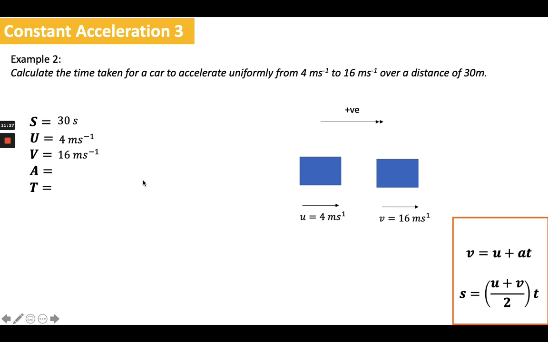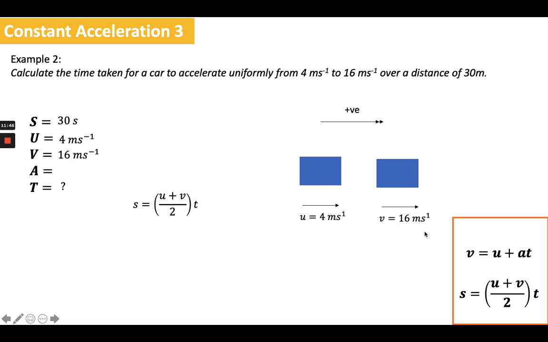You've got S, U, and V, and I need to just double check what the question's asking me. It says calculate the time taken, okay? And the time is what I'm looking for. Now again, I'm going to revisit my equations. I've got S, U, V, and T are the 4 things that are written next to it. So S, U, V, and T. So it's the second equation I'm going to use.